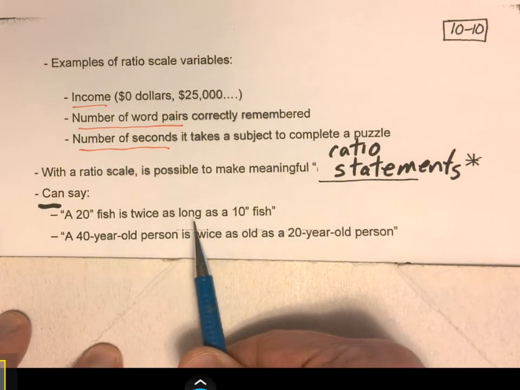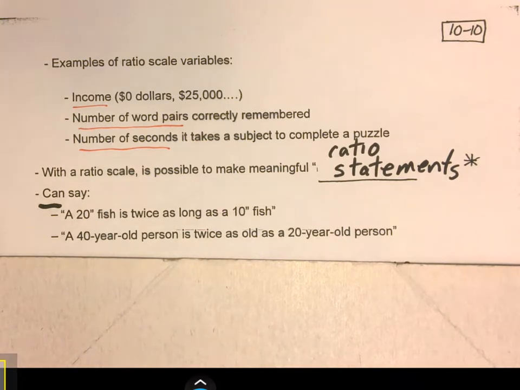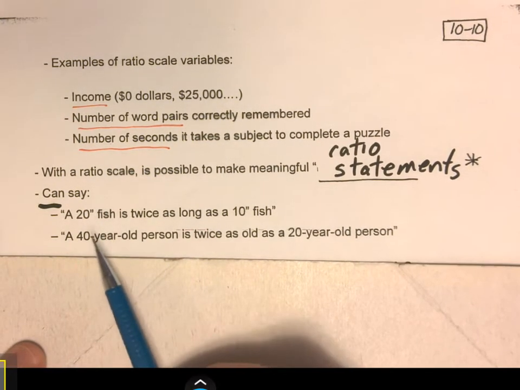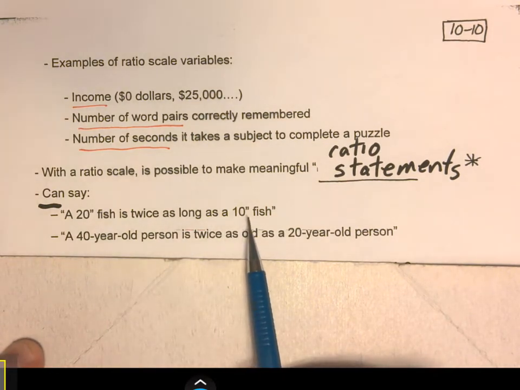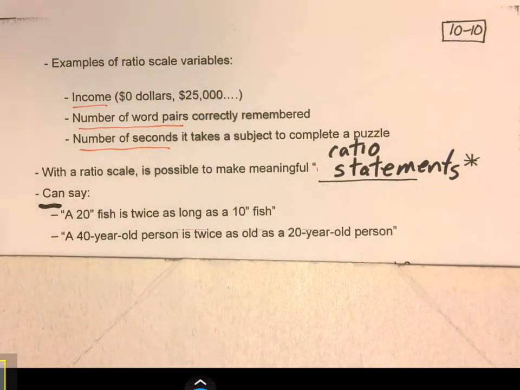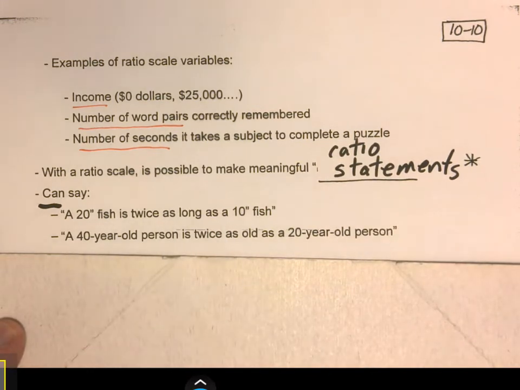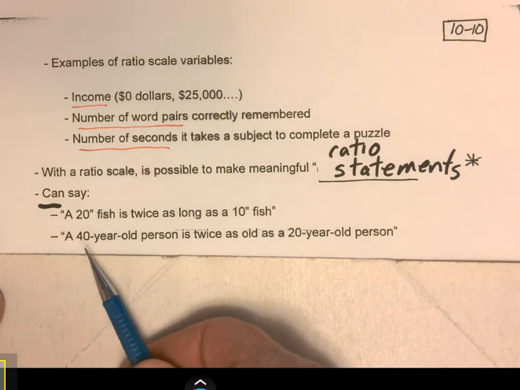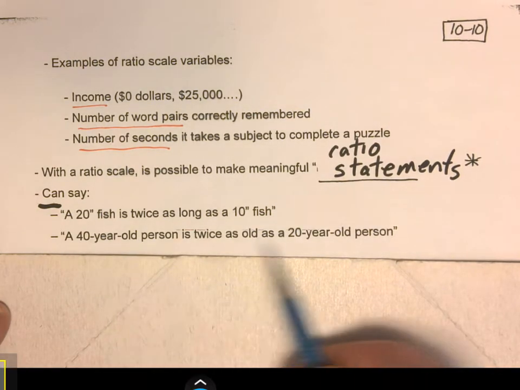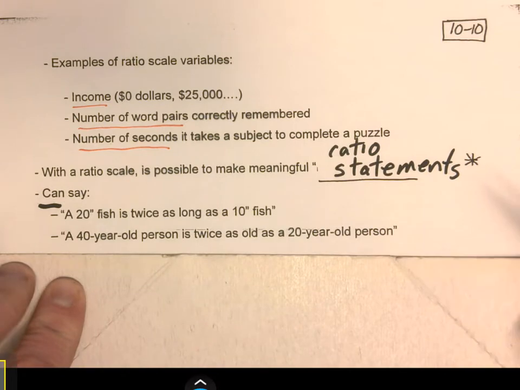Length, as measured in inches, is on a ratio scale. So it's okay to say a 20-inch fish is twice as long as a 10-inch fish. Now, why is that okay? Because length as measured in inches has a true 0 point. If theoretically some fish was 0 inches long, then we have no length at all. That means length is on a ratio scale, and it's okay to make statements like that. Age measured in years is on a ratio scale. It's okay to say somebody that is 40 years old is twice as old as somebody that is 20 years old.